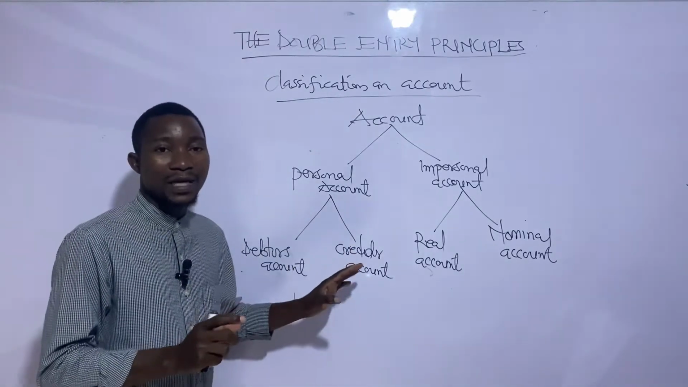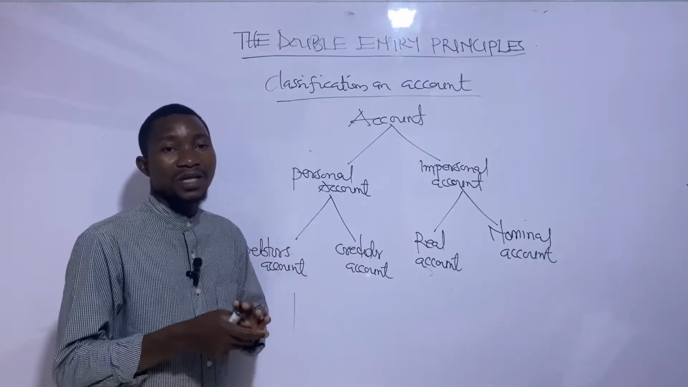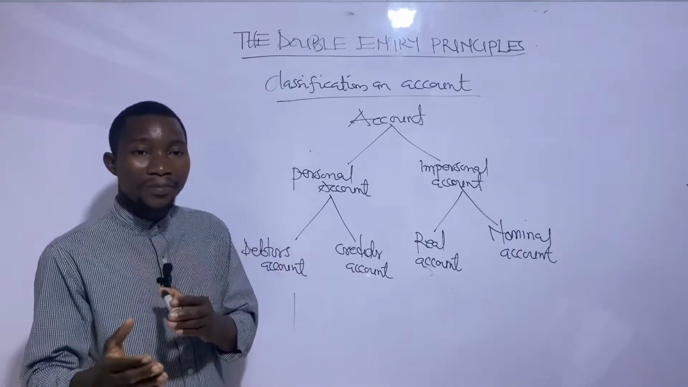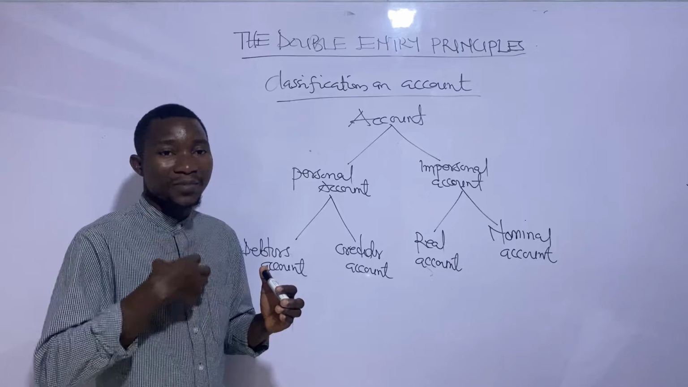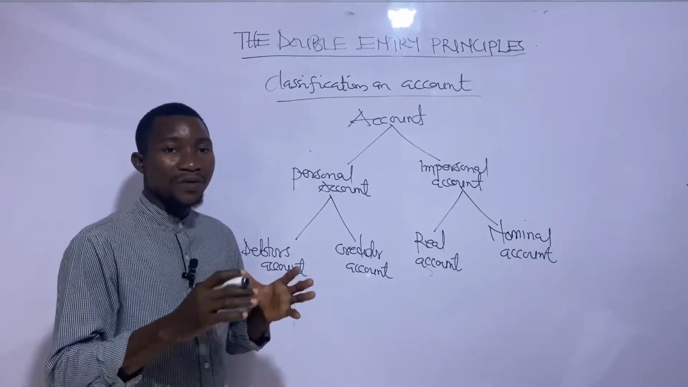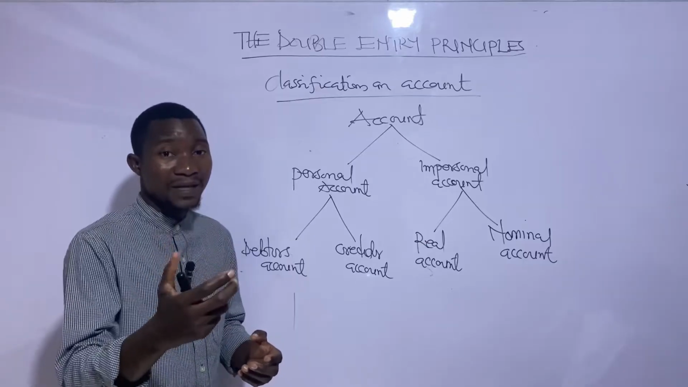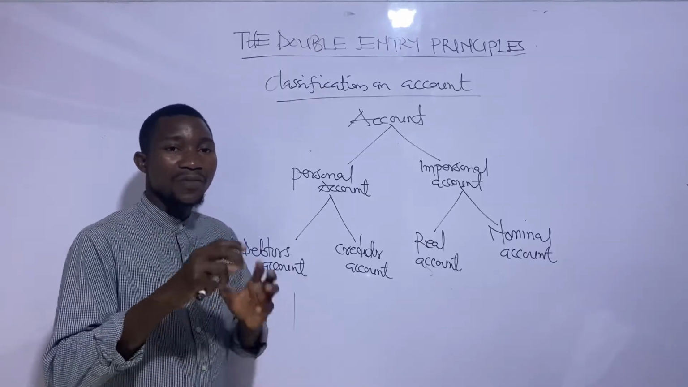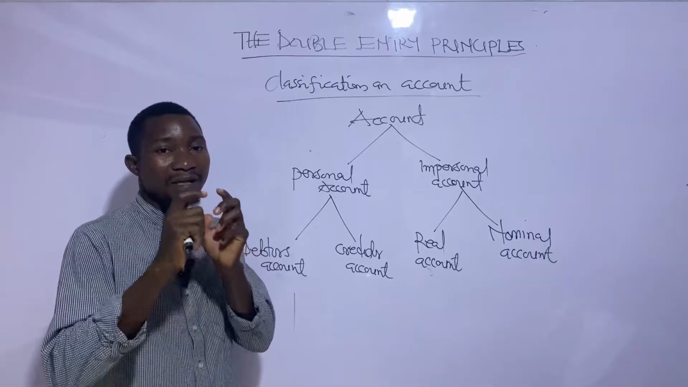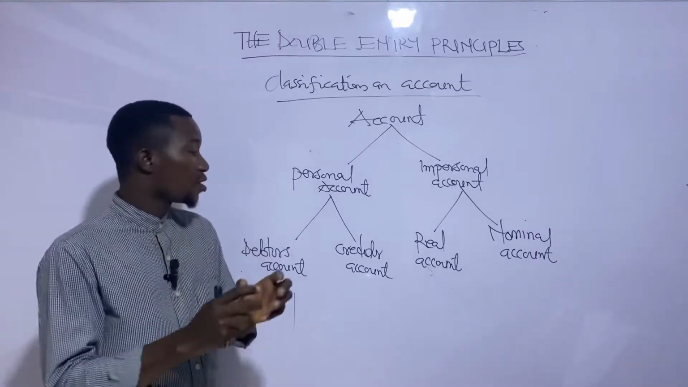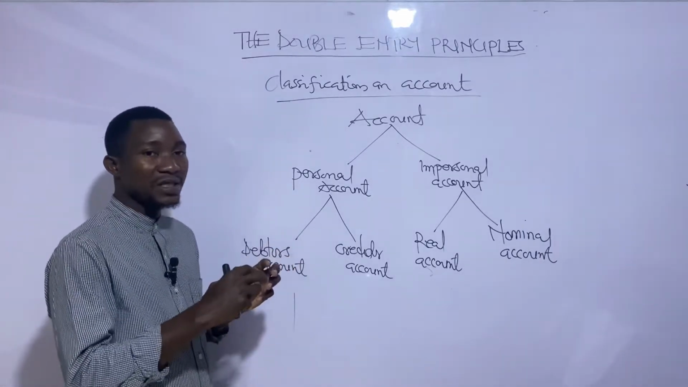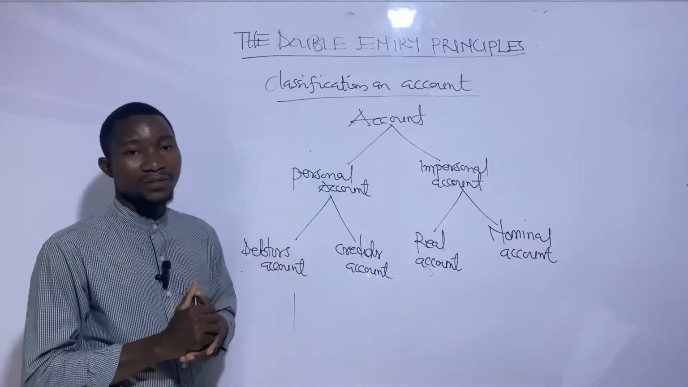So with the creditors account, it records transactions of persons or organizations that the business also owes. For instance, when the business made purchases from their suppliers and the business wasn't able to make full payment, the suppliers become creditors. So the business will record those transactions in what we call creditors account.